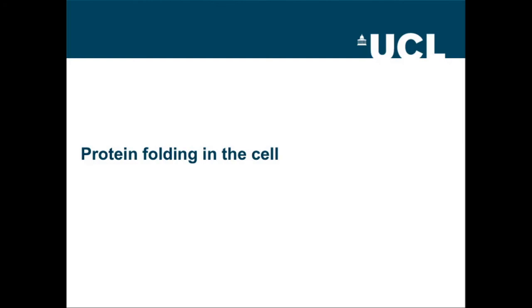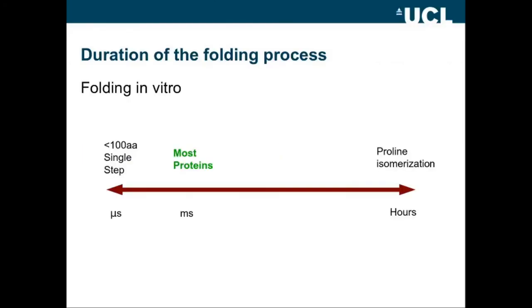Let's move back now from simulations to protein folding in the cell. You've seen this slide before, where in vitro we talk about small proteins folding pretty much in a single step on the microsecond timescale, most proteins folding on a millisecond timescale, but some proteins, particularly those that involve something like proline isomerization, take hours to fold in vitro. In the cell, these things will still happen much faster.